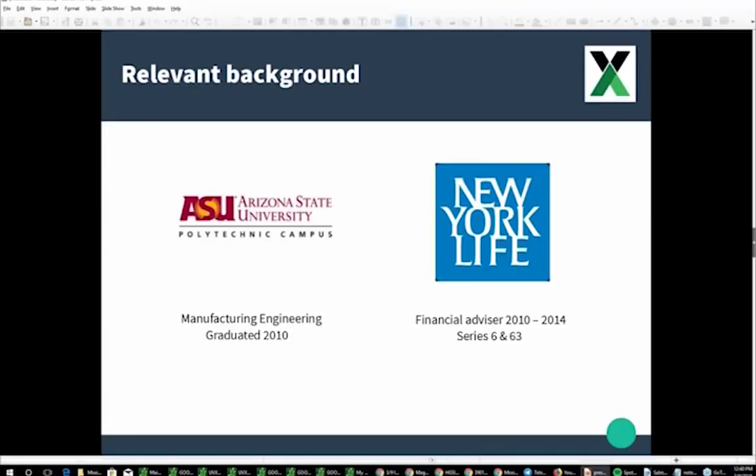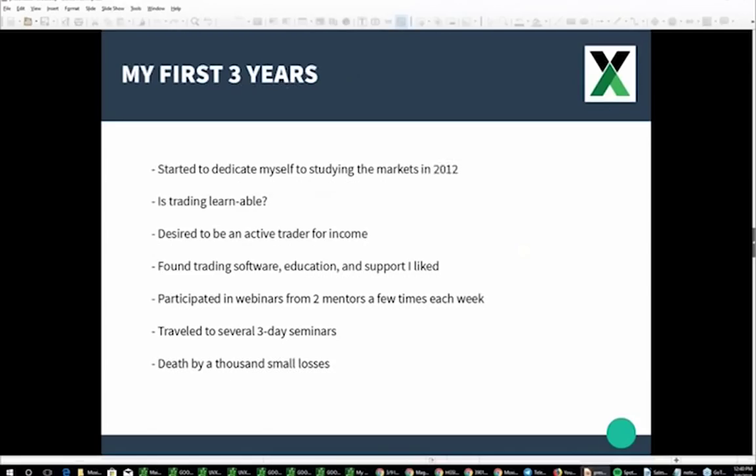And after about 4 years, I had some success, but it really wasn't quite my thing. And so I wanted to switch, and that's where I kind of get back to my roots with stock trading. My first 3 years, I started to dedicate myself to studying the markets in 2012. It's about halfway through my New York Life tenure, my New York Life career.